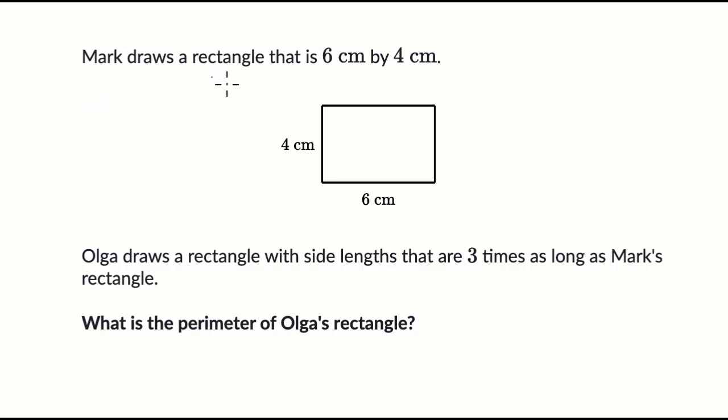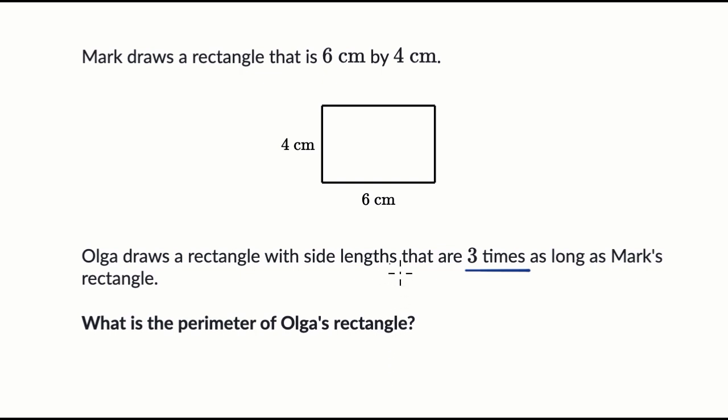We're told that Mark draws a rectangle that is 6 centimeters by 4 centimeters. We can see that here. Olga draws a rectangle with side lengths that are 3 times as long as Mark's rectangle. What is the perimeter of Olga's rectangle? Pause this video and see if you can figure that out.